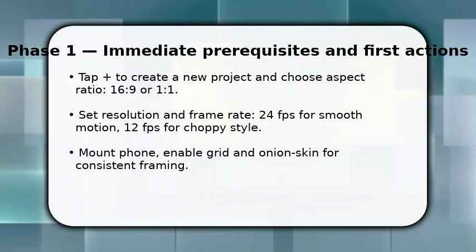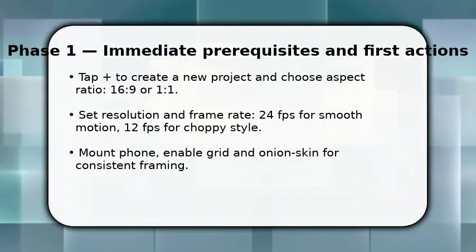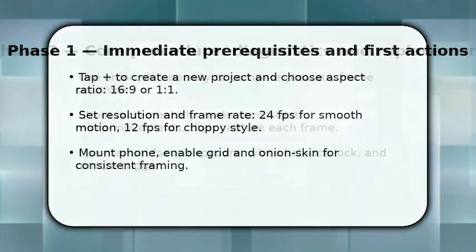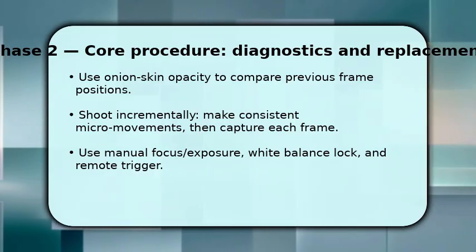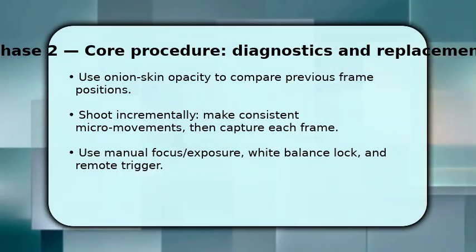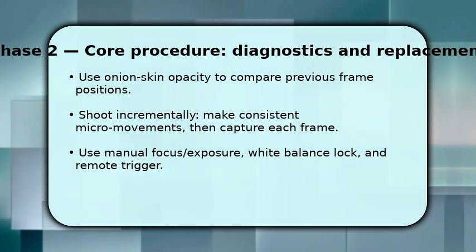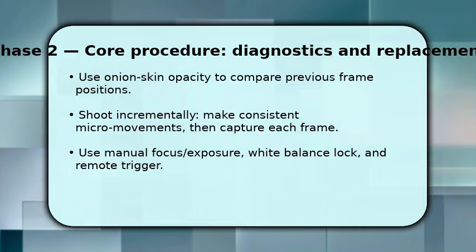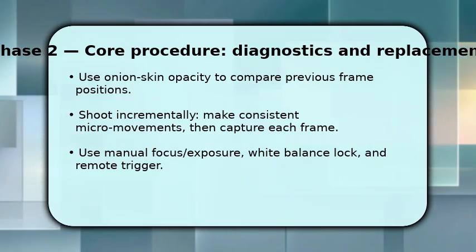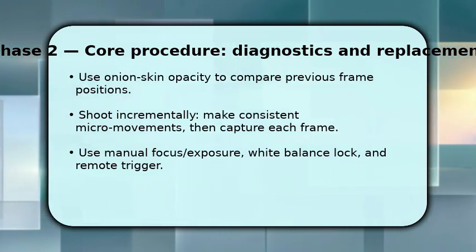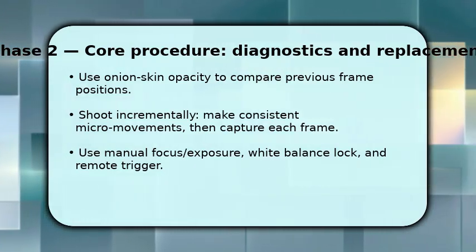Make sure to keep movements small and use a remote or timer to reduce camera shake. Now you capture frames with intention. Use onion skin at a comfortable opacity to align subjects relative to the previous frame. Move elements in tiny, consistent increments. After each move, capture a frame. If something looks jumpy, pause and reshoot the last several frames. Consistency matters more than speed.